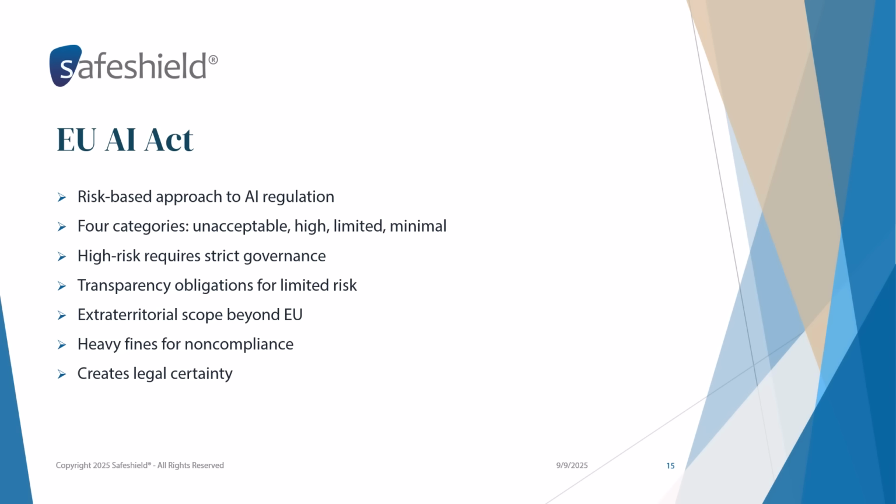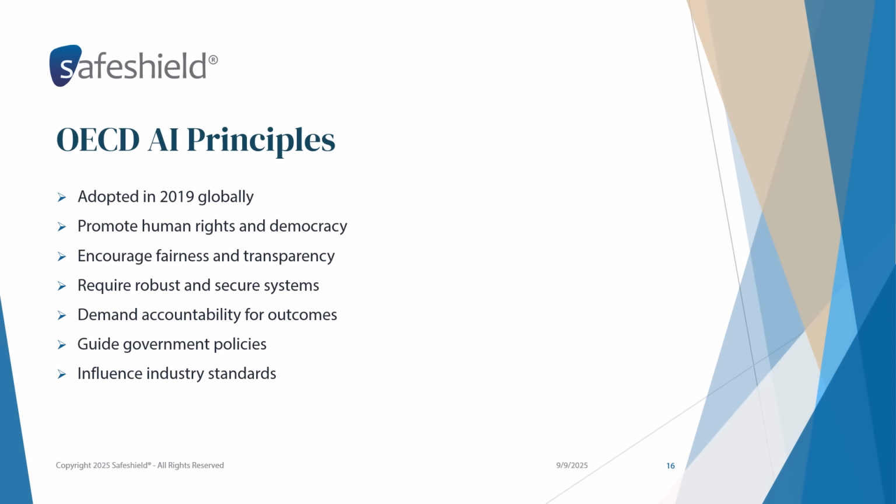The EU AI Act is a landmark regulation that will shape global AI governance and set a precedent for other regions. The OECD AI principles, adopted in 2019, were the first intergovernmental standards for AI governance, endorsed by over 40 countries. These principles have since become a foundation for international cooperation on responsible AI. The framework lays out 5 core recommendations.